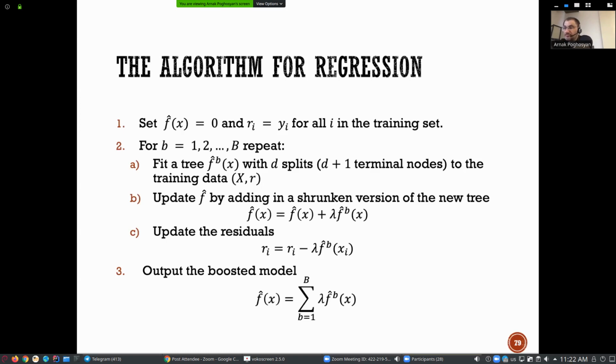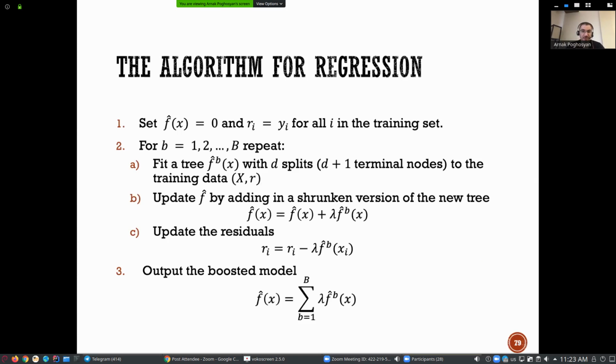Why do we set f hat x equals to 0? This is the initialization stage, initializing our approach. The first tree is 0. Then we have the first tree, then the second tree, because we need to use it in a sum. So this iteration needs some initialization, an initial setting of our parameters.